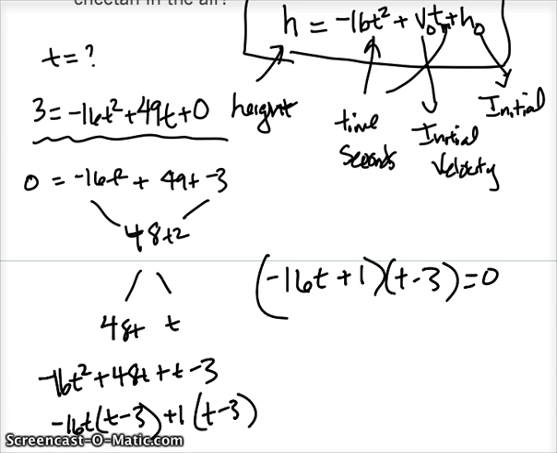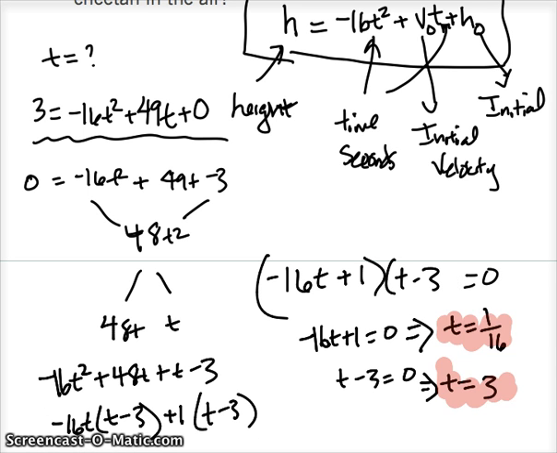Wait for it. Don't forget that they're equal to 0. Set each equal to 0, which gives me that t can be 1/16 of a second or t can be 3.